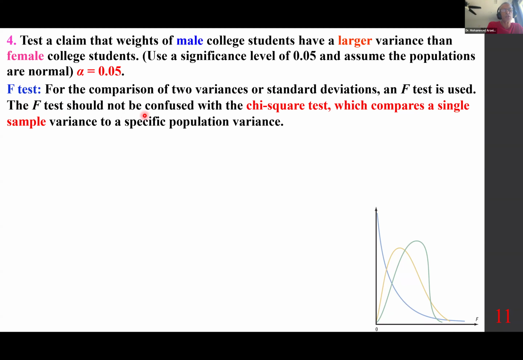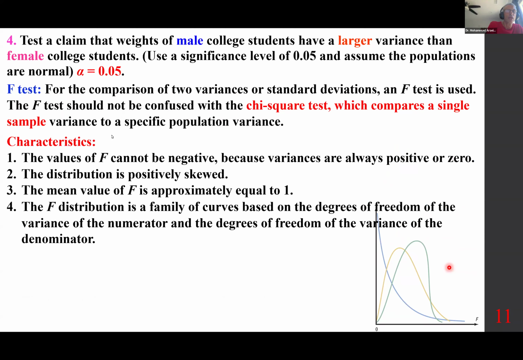The F-test should not be confused with the chi-square test, which compares a single sample variance to a specific population variance. And again, just like chi-square, it's skewed to the right and it only has positive values. Characteristics: the values of F cannot be negative because variances are always positive or zero. The distribution is positive skewed. The mean value of F is approximately equal to 1.